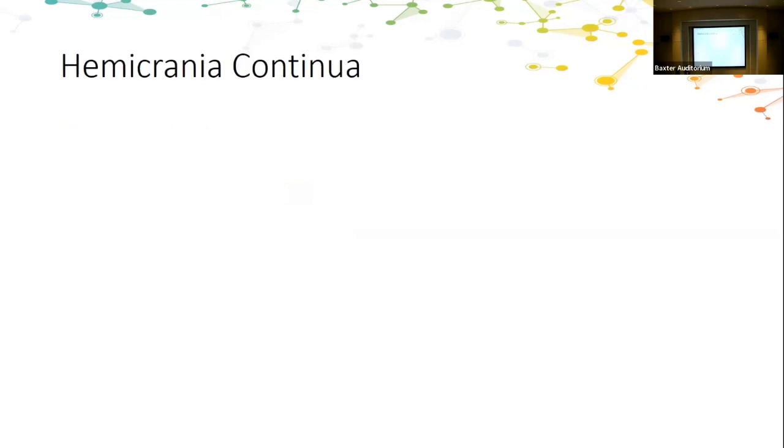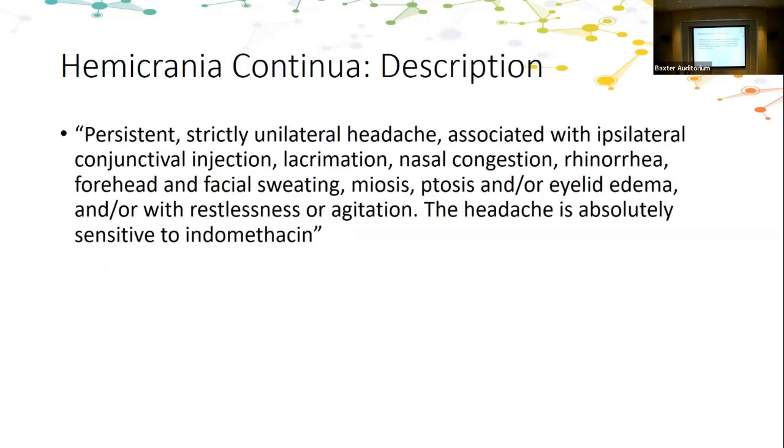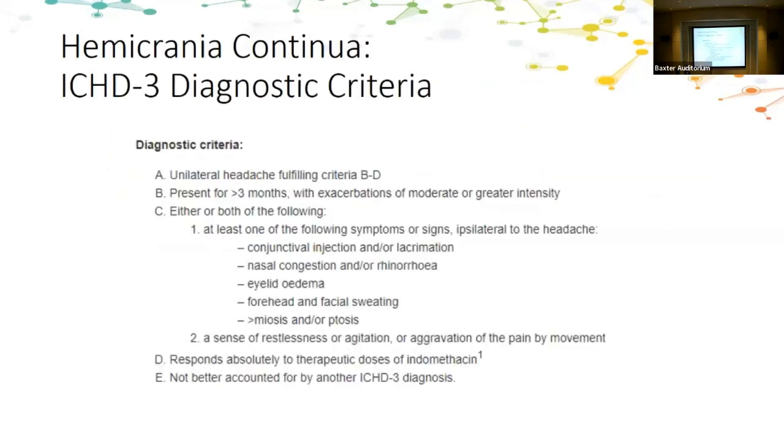So our last one, I'm trying to be conscientious of time. Our last one is hemicrania continua. Similar to paroxysmal hemicrania, given that it is absolutely sensitive and responsive to indomethacin. However, the time course is different. This is present for greater than 3 months, and you often have exacerbations of moderate or greater intensity.